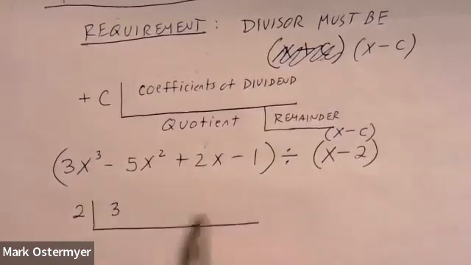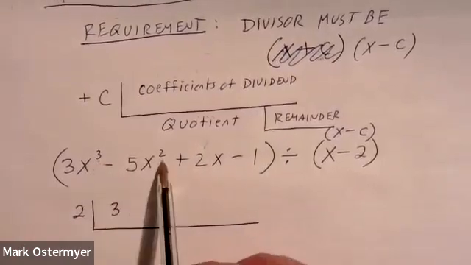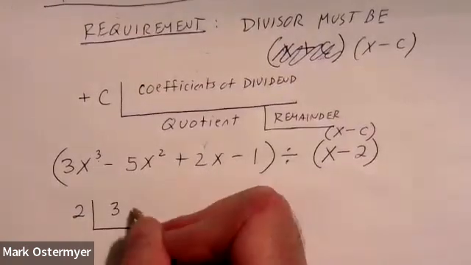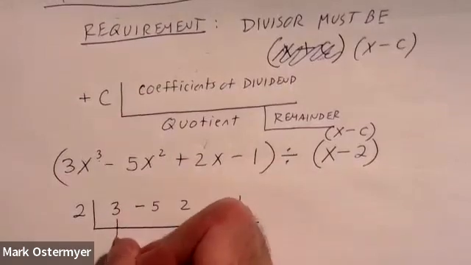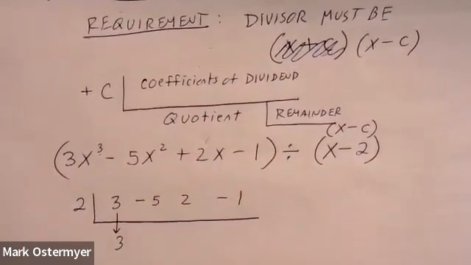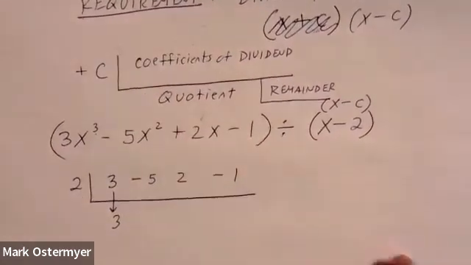You don't have to put any placeholders in here. 3rd degree term, 2nd degree term, 1st degree term, 0 degree term. So we just put our coefficients in here. And ladies and gentlemen, we bring this down and we're ready to begin our synthetic division. It is this simple. You are going to love this.